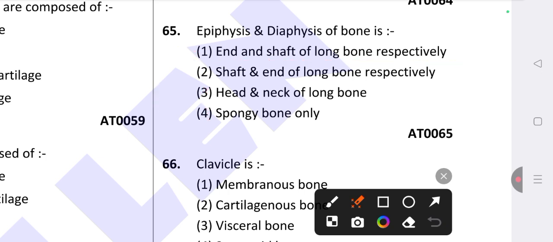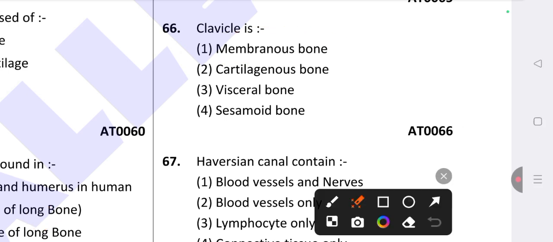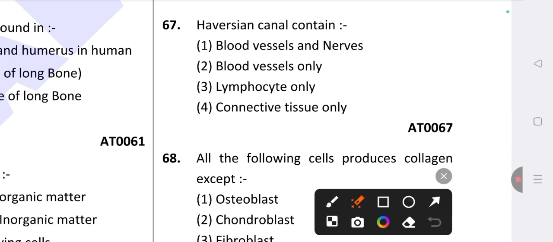Next, 66th question. Clavicle is. So what is clavicle? It is membranous bone. Next, Haversian canal contain. So Haversian canal में होते हैं blood vessels and nerves. So it doesn't contain lymphocytes and connective, but it consists blood vessels and nerves.